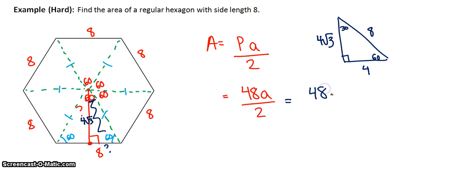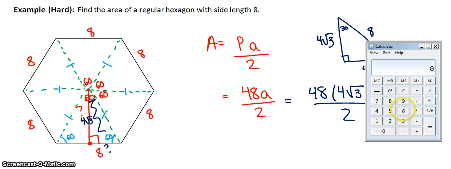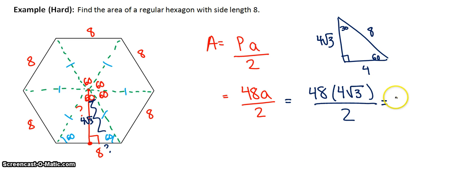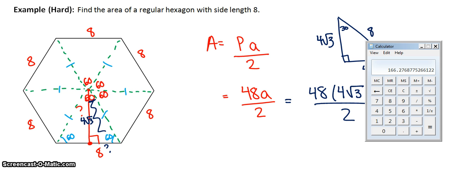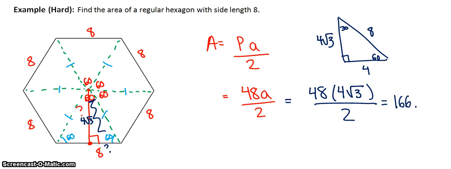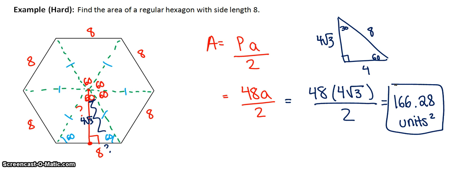So our final calculation would be 48 times the apothem, which is 4 root 3, over 2, which you will then calculate. So let's see, the square root of 3 is 1.7 something. Multiply that by 4, multiply that by 48, and divide that by 2. You'll get the area of the whole shape is 166.28, and I'll round that. Again, I don't know units, so I'll just write units squared. And that's the formula for the area of a polygon.